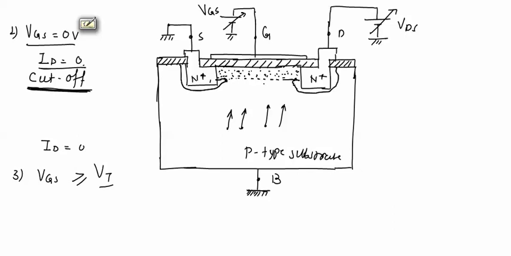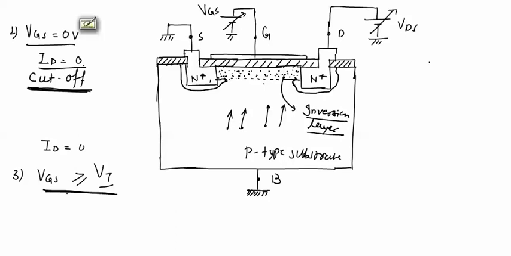A region with a large number of electrons will be created. This is the inversion layer, and due to this inversion layer a channel is created between the source and drain terminals. So when VGS is greater than or equal to VT, only then is it possible for the enhancement MOSFET to conduct.